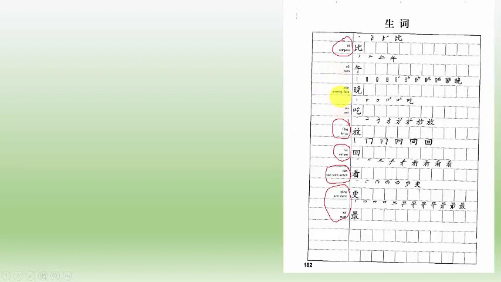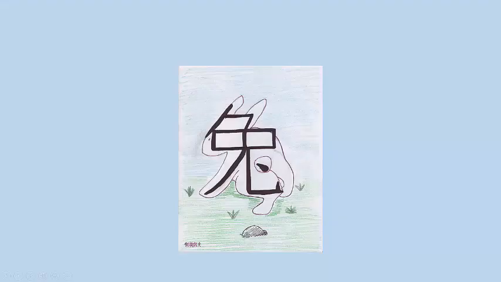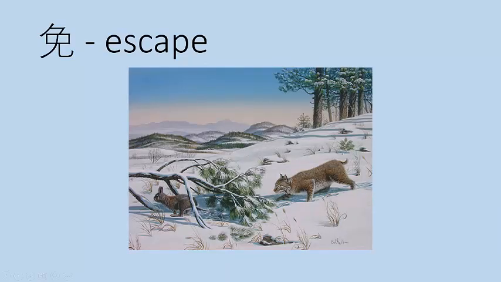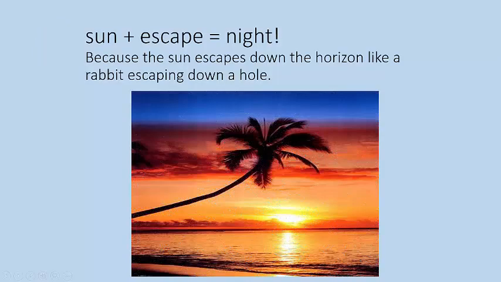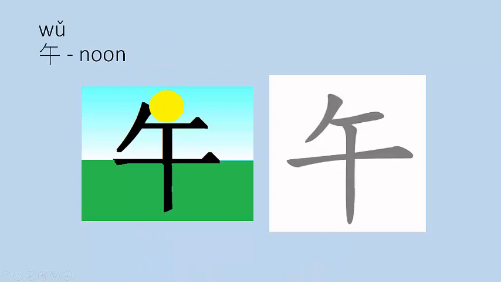eat before, so you don't have to trace those if you don't want to. You'll have to trace these other characters though. As a quick review, remember night has the rabbit radical in it, and it's sun escape, which is rabbit without its tail, because at night the sun escapes down its hole like a rabbit escaping down the hole. And this is the character for noon, in case you've forgotten.